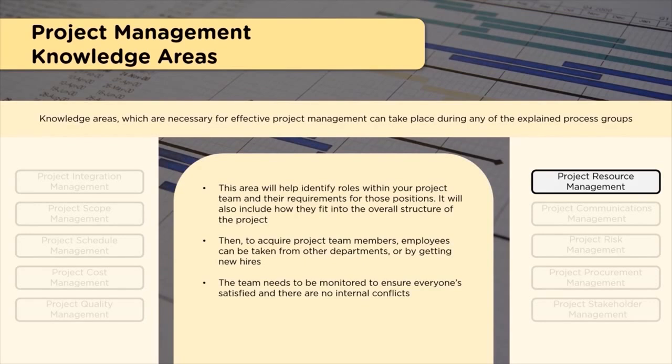So this knowledge area helps to identify roles within the project team as per the project management team structure defined. So there should be a project management team structure defined, and what needs to be delivered from which roles, which also includes how they fit into the overall structure of the project. So these team members or resources need to be acquired. If it is human resources, they need to be educated, an induction needs to be done about the project, and they need to fit into the project.